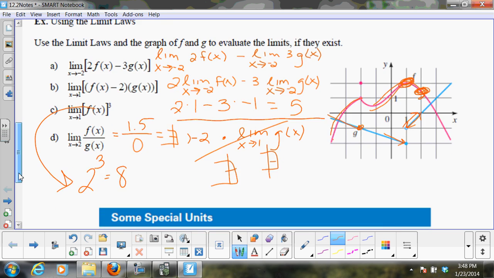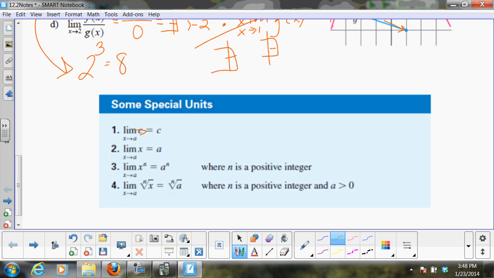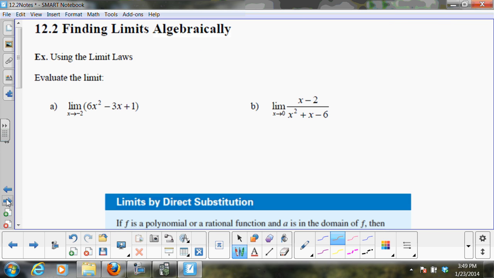On the bottom, some special limits. The limit of a regular value is just its value. The limit of just a plain x is the x that it's going towards. This one, you're just plugging in a, and same thing, this one, plug in a. All right, sometimes it's easy just to simplify. Well, I mean, to plug in.